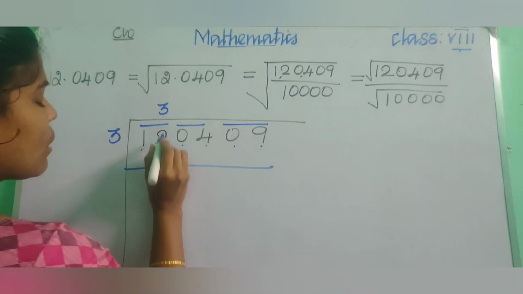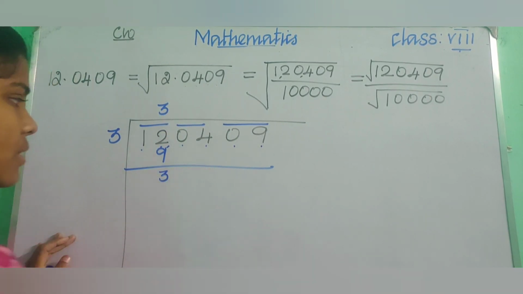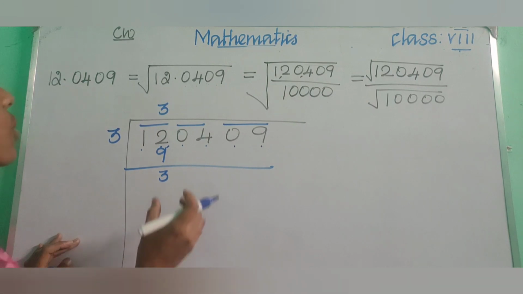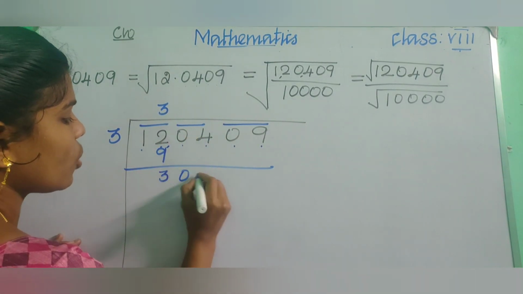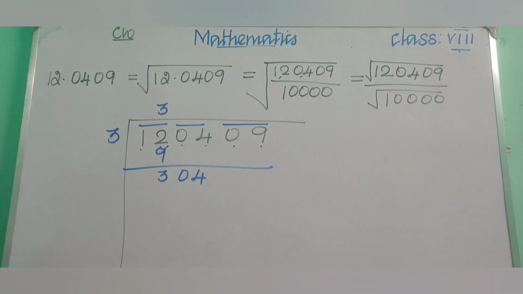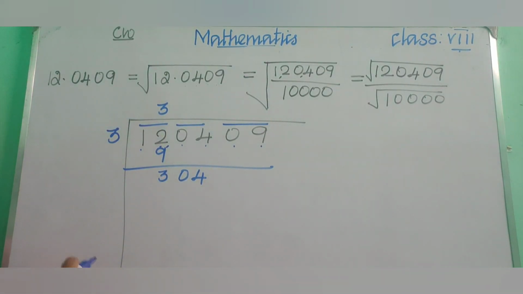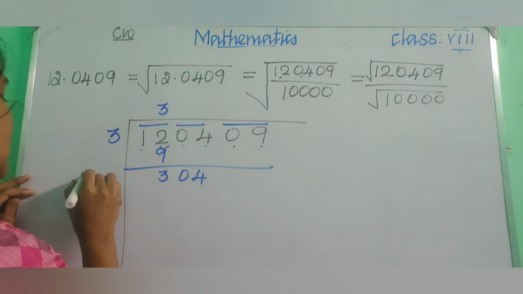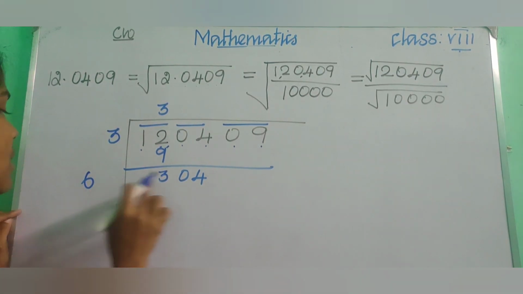Okay, children, now subtract 12 minus 9, 3. Now we got 3. So now we need to bring down these 2 digits, 0, 4. Now we got 304. And what do we need to do next? We need to multiply the quotient by 2. So 3 2s are 6. We will get 6.